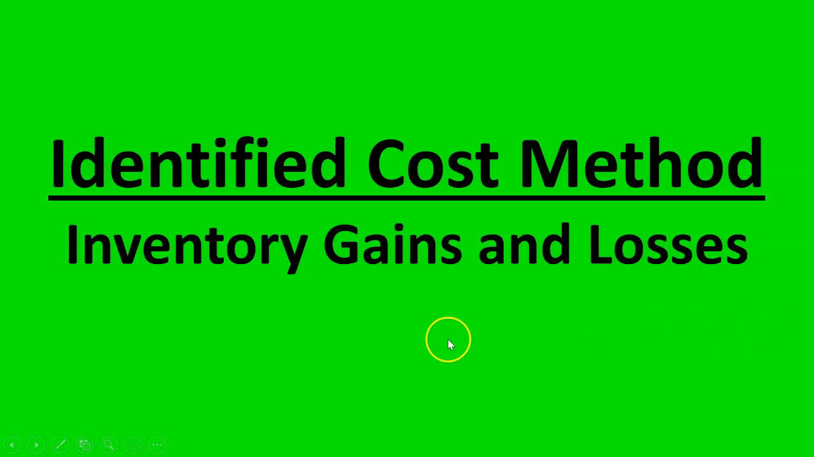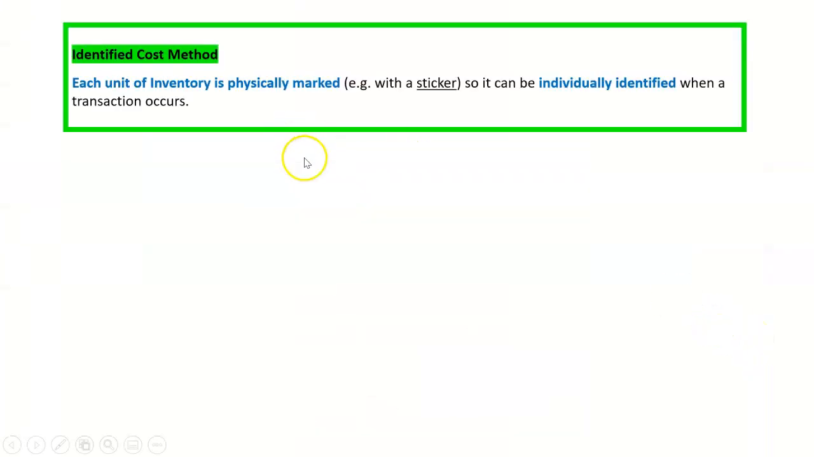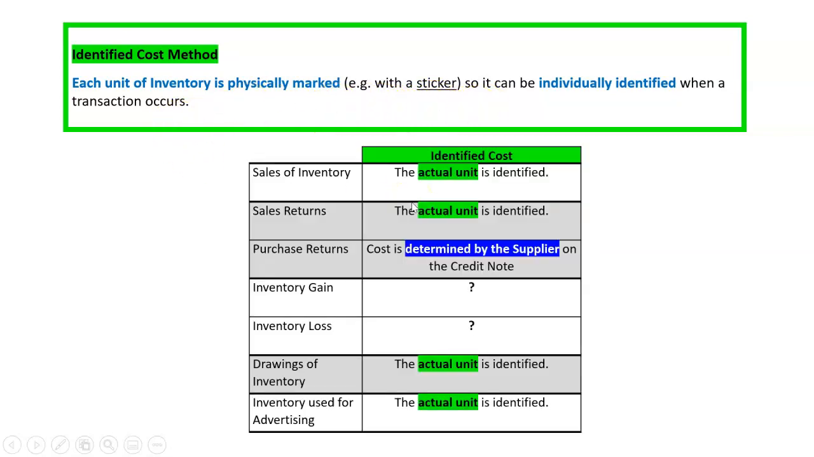Let's look at how to record an inventory gain or loss under the identified cost method. So what is that method? It's where each unit of inventory is physically marked, for example, with a sticker, so it can be individually identified when a transaction occurs. And these are all the transactions we need to know.